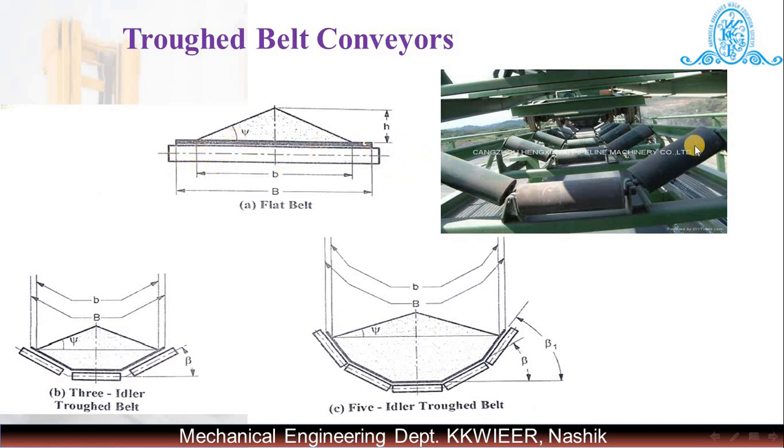In the actual photograph you can see idlers are used. If we increase the number of idlers, we can get more space in this. These factors b, h and capital B, psi, beta, we will discuss later. But for the time being we can just observe the photographs and try to understand what exactly the trough type of belt conveyor looks like.